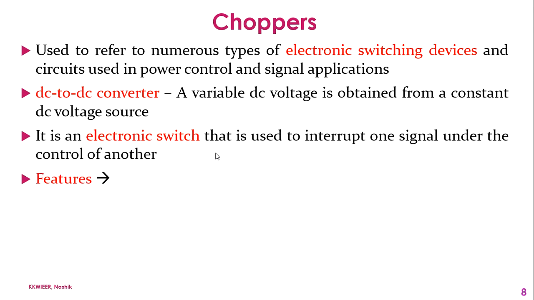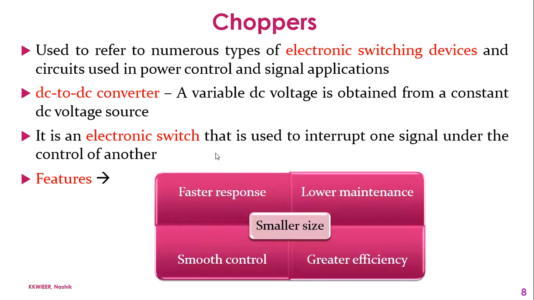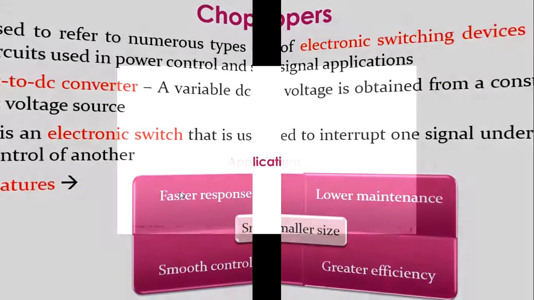Talking about the features of these choppers, compared to the AC link chopper, these DC choppers have a faster response, require lower maintenance, are of smaller size, and have smooth control and greater efficiency.